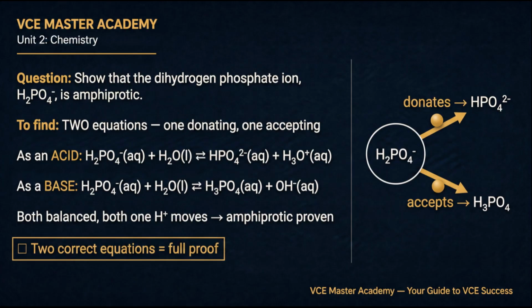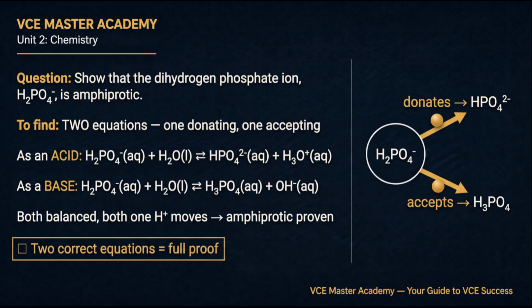It accepts 1 H+ from water, gains a hydrogen, and its charge rises from -1 up to 0. It becomes phosphoric acid, H3PO4, and water becomes hydroxide. Check again. -1 on the left, 0 - 1 on the right. Balanced. 2 equations, each moving exactly 1 proton, each balanced in atoms and charge. That is a complete proof and full marks.